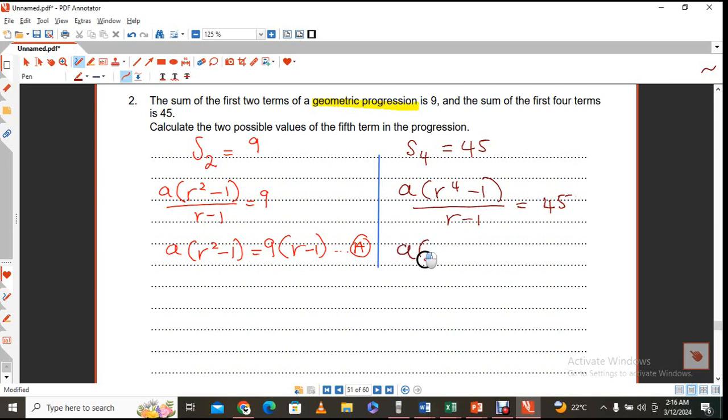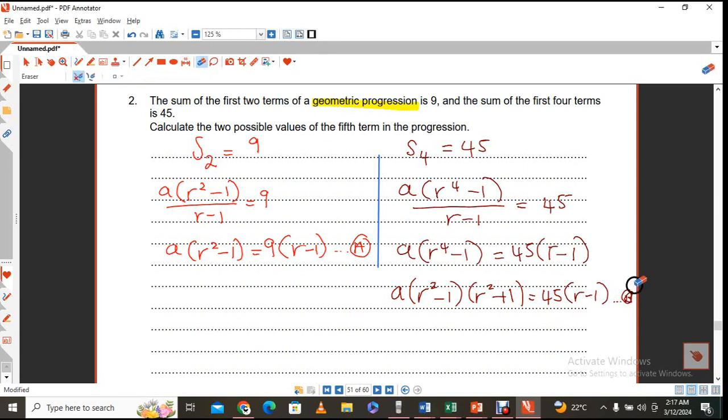And this is a times r raised to the power 4 minus 1 is equal to 45, in brackets I have r minus 1. And then there's something interesting developing here: r raised to the power 4 minus 1 is like r squared minus 1 and r squared plus 1, which is like the difference of two squares. And this can be my second equation, equation B.